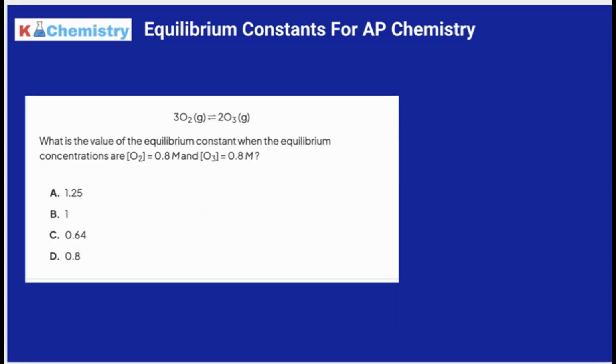What is the value of the equilibrium constant when the equilibrium concentrations are O2 0.8 and O3 0.8? So I need to find the power required. O2 is 0.8 to the power of 3, and this will be in the denominator because it's a reactant, and O3 in the numerator will be to the power of 2, which is 0.8 to the power of 2. So 0.8 to the power of 2 divided by 0.8 to the power of 3 is equal to 1.25, which is answer number A.